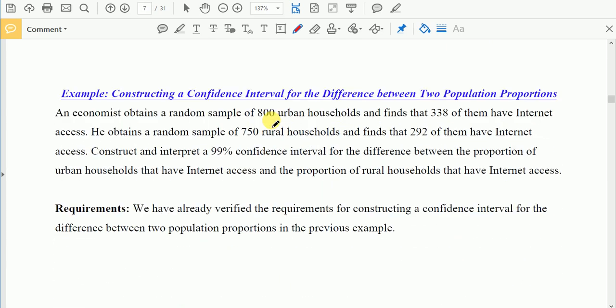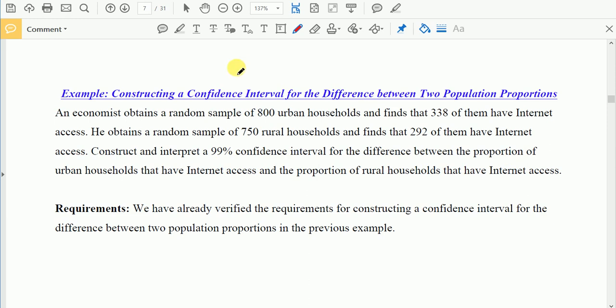So this one, we pretty much use the same example from last time. I mean last page. So again, that's economists. They want to compare the internet access between the urban households and the rural households. We have the same data, 800 and 338. Same thing. Now we want to construct a 99% confidence interval for the difference between the proportion.